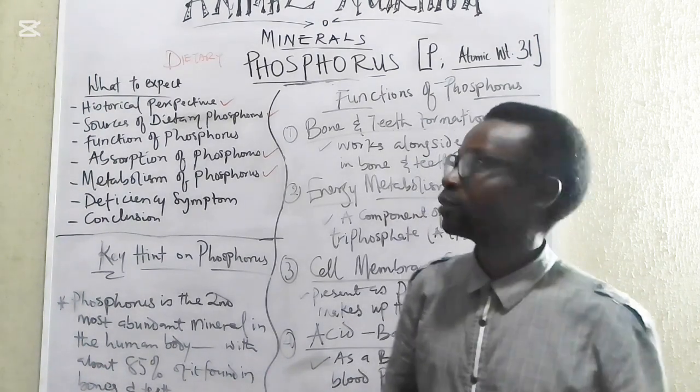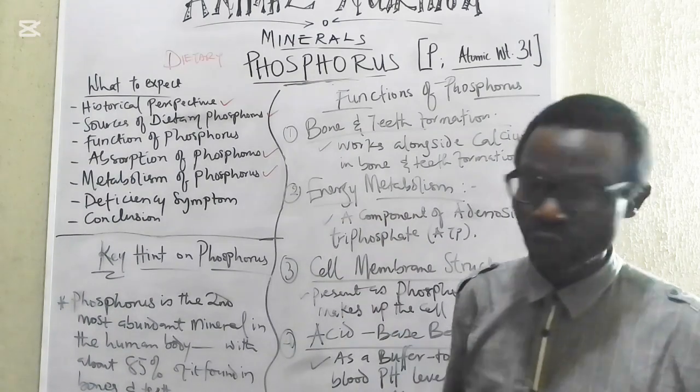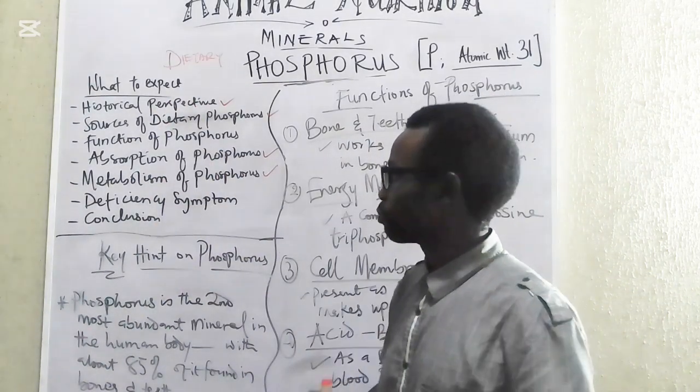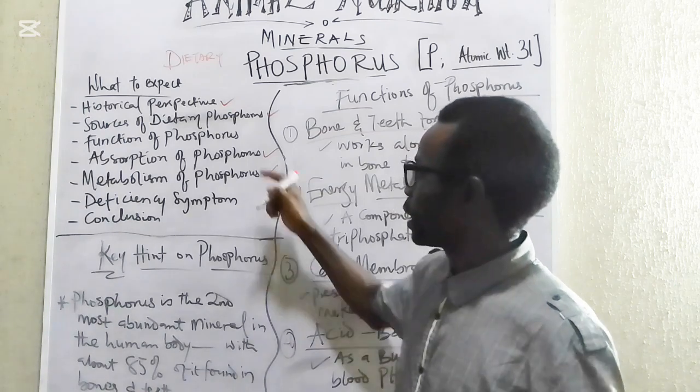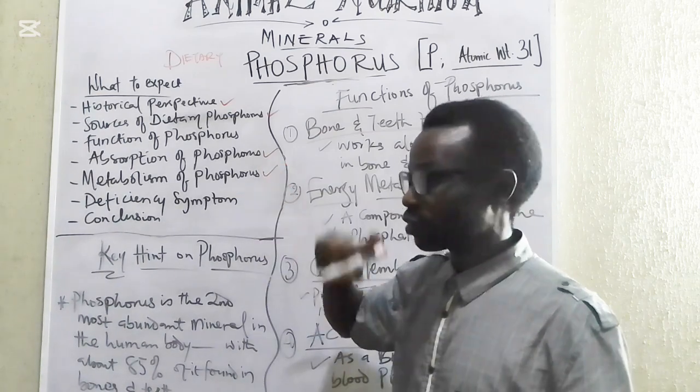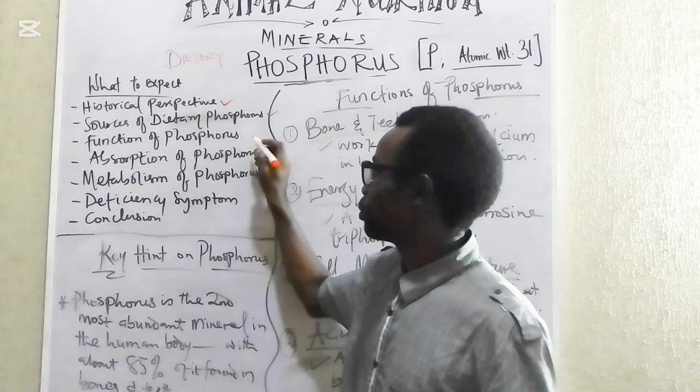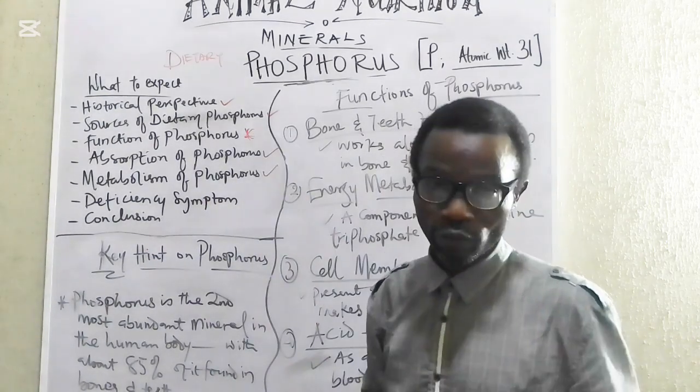Now, in dealing with dietary phosphorus, we already started with the historical perspective, sources of phosphorus, and we've looked at absorption of phosphorus. In the previous class, the last, we looked at the metabolism of phosphorus. So today we'll be looking at functions of phosphorus.